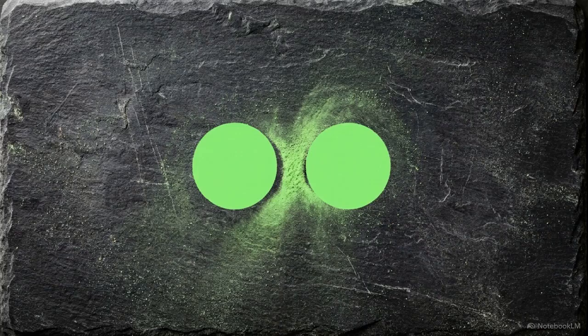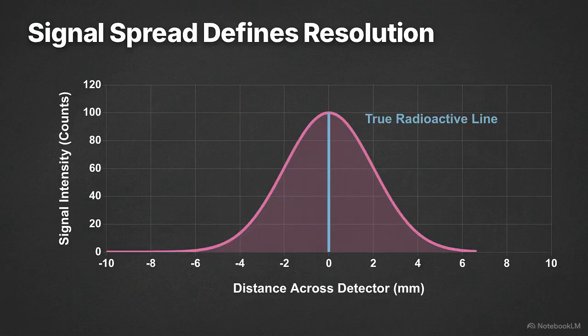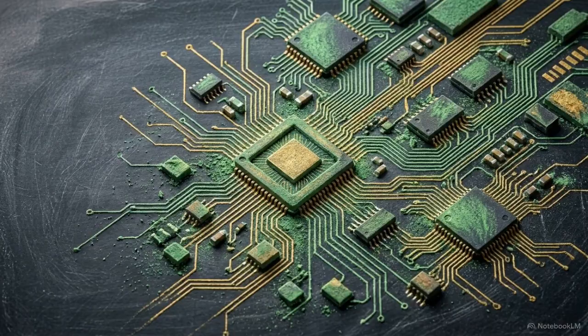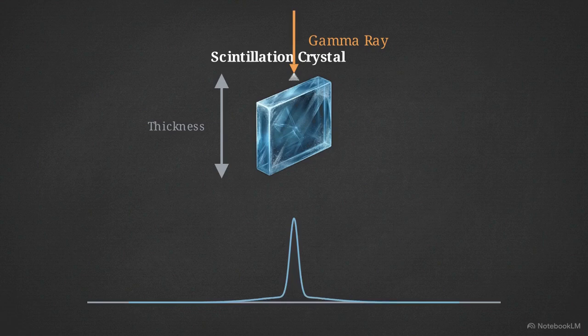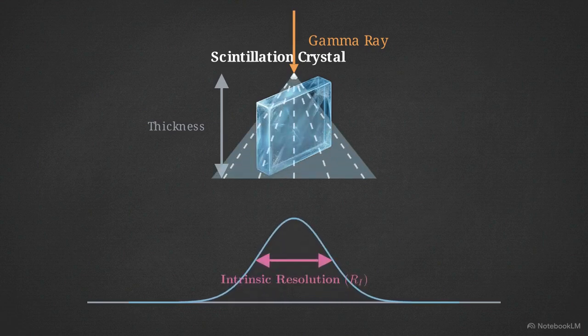The final pillar, spatial resolution, determines our physical ability to distinguish 2 separate points of radioactivity. This chart plots a line source function. When we image a single radioactive line, the system spreads that signal out into a bell curve. We quantify resolution by measuring the full width at half maximum, the exact horizontal spread halfway up that curve. The detector's electronics create the initial limitation. The physical thickness of the scintillation crystal inherently scatters the light signal, widening that curve to create the intrinsic resolution.